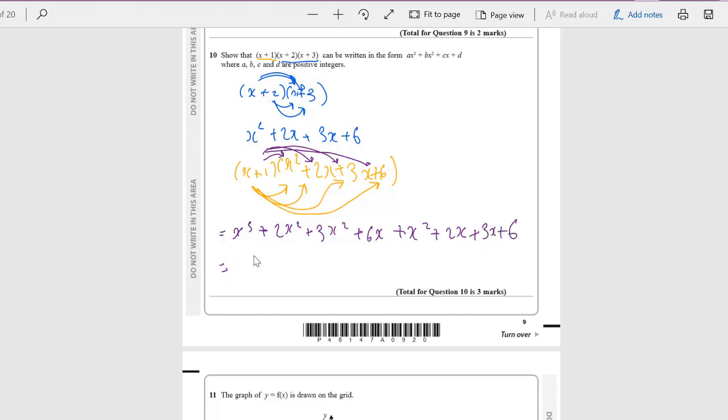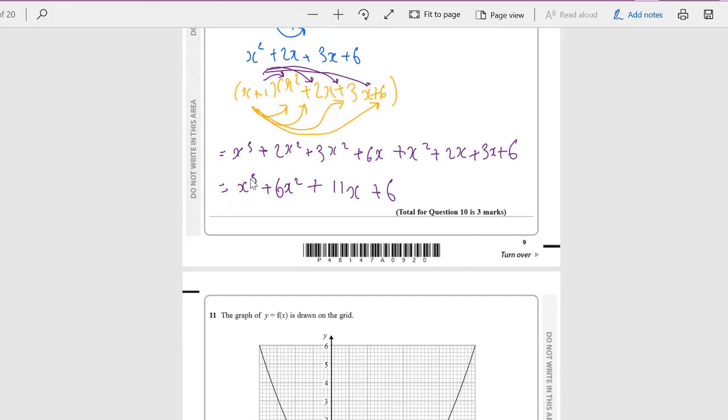So if we add all of these up, we'll have x cubed. So we've got how many x squared? So 2, 5, 6. And then how many x? So we've got 6, 8, and then 11. And then we've only got plus 6. So that's our answer. Just write that out a little bit more neatly. Power of 3.